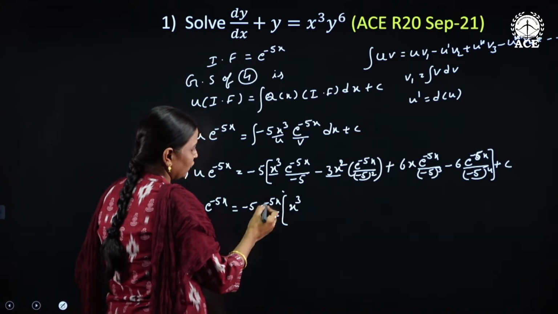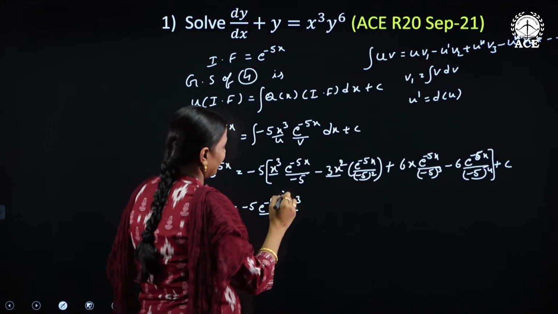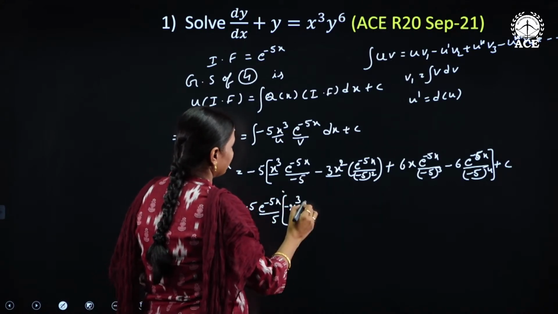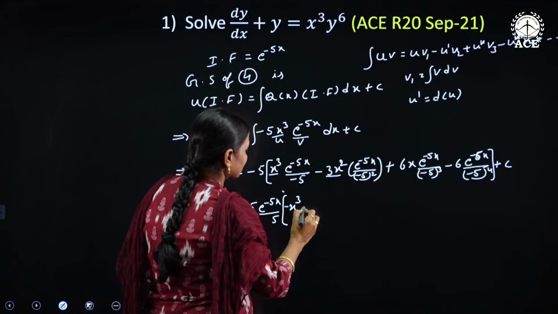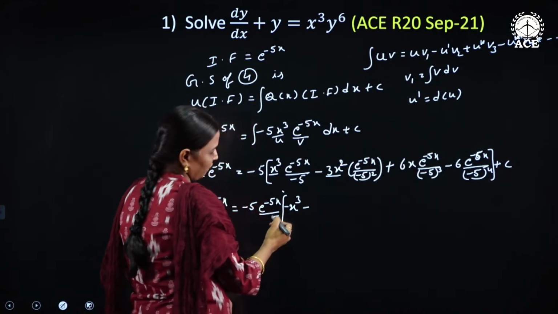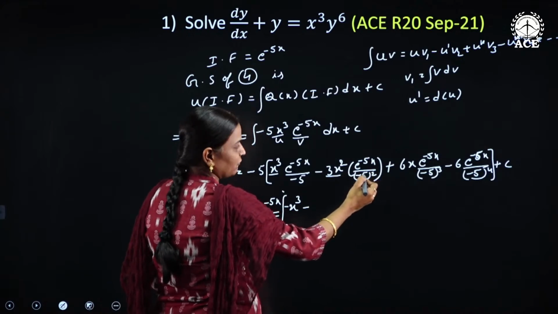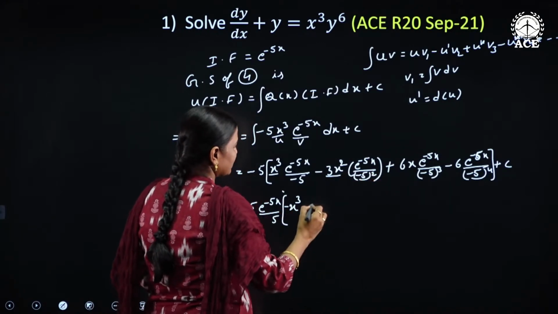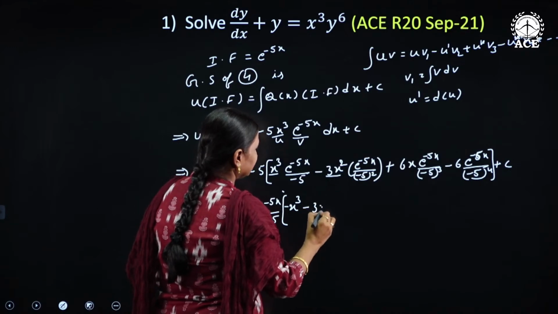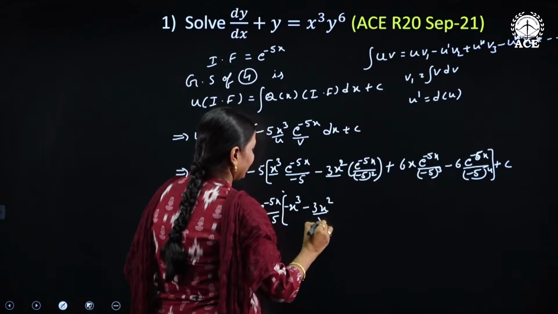Just take only e power minus 5x by 5. So here we have minus and minus x cube. Next here, if we take minus 1, 5 is outside. So minus 1 whole square, so that is equal to plus 5 square. 1 5 is outside, that is minus 3x square by 5.